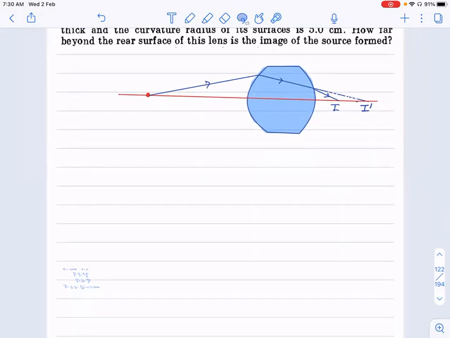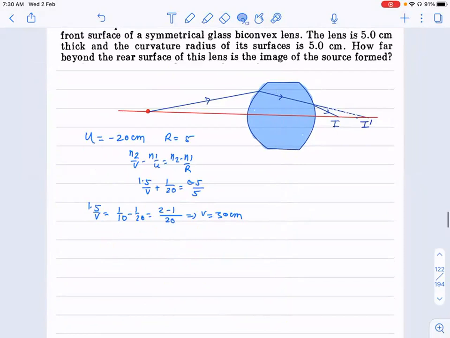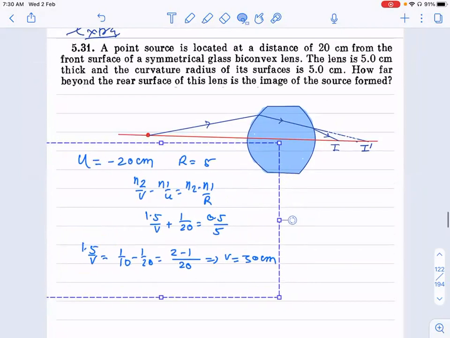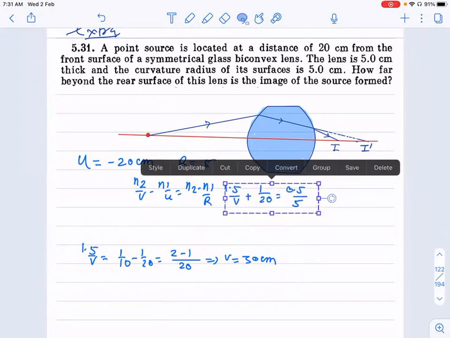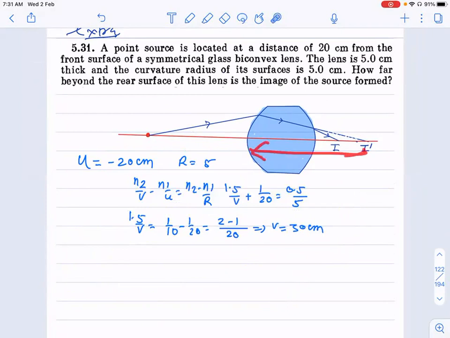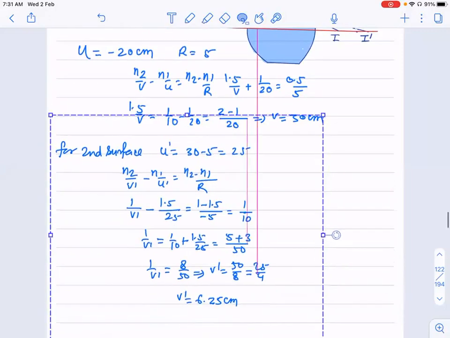Otherwise, it is the question of refraction at curved surface. So let's see. If u is given minus 20, r is 5. Using this formula, ये formula हमने use किया देखो. What we get is v is equal to 30. ठीक है, 30 है, लेकिन यहाँ से 30 है, वो यहाँ से चाहिए. Now this will be the second surface. 5 माइनस कर लिया हमने. Can you see?